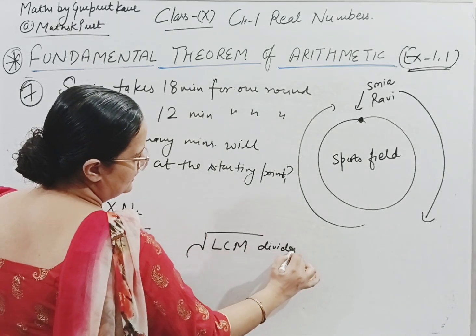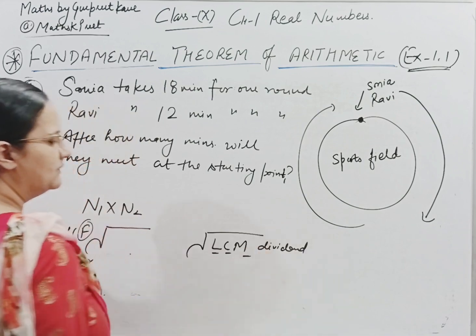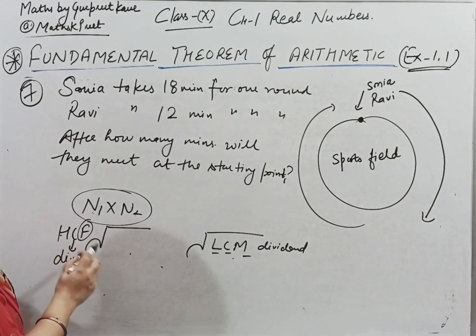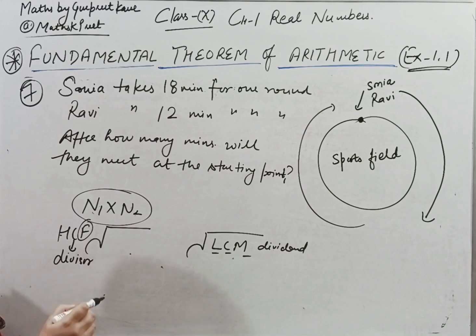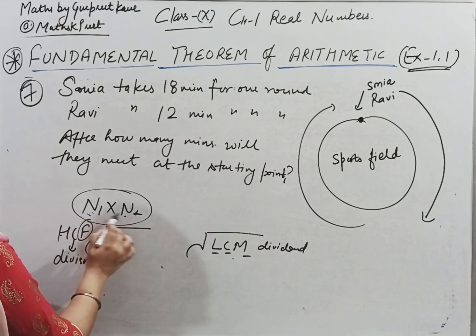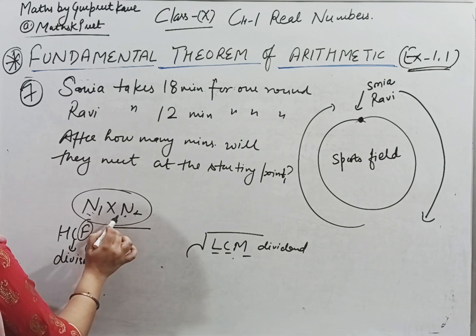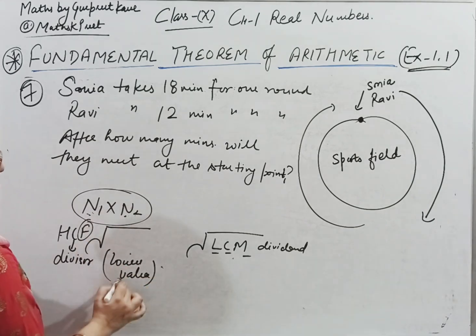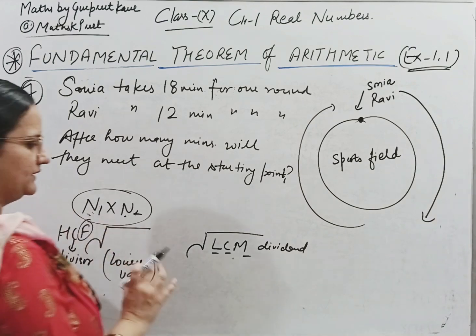Which dividend? Least common multiple. This is related to dividend. Also HCF is what? HCF is the minimum power of the common factors. So we have to calculate the minimum power of the common factors of these. That means we will get some lower value, because we are calculating minimum powers of the common factors only.